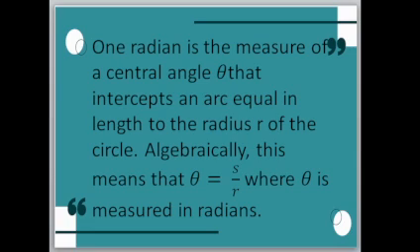1 radian is the measure of a central angle. That's a symbol for the central angle. We have a circle, and then the angle intercepts an arc equal in length to the radius r of the circle. So algebraically, this means that the given central angle is equivalent to s over r, where the central angle is measured in radians.